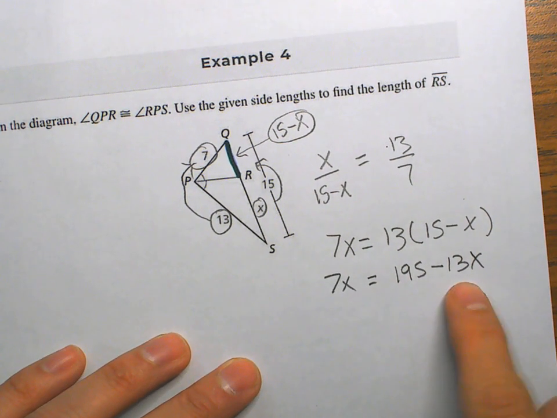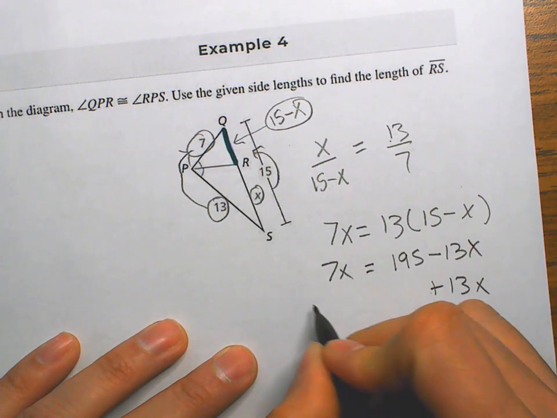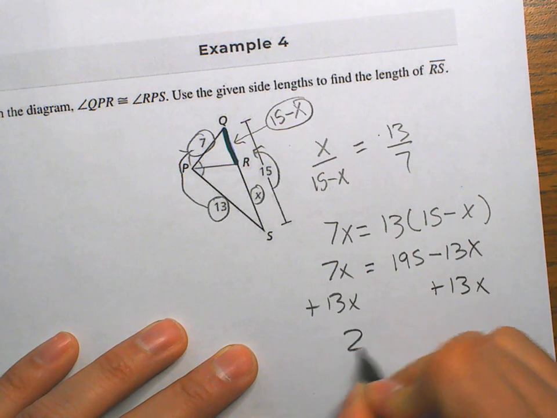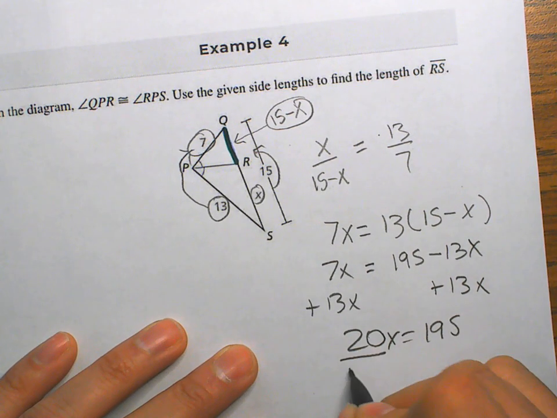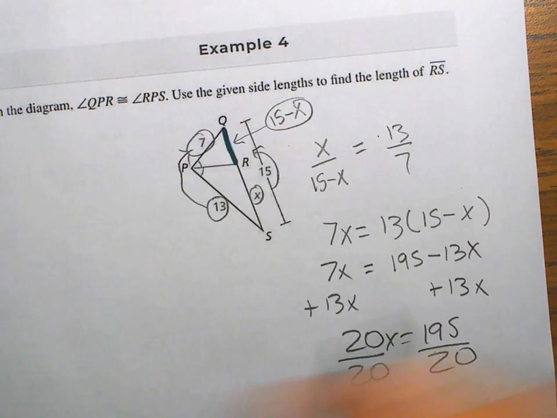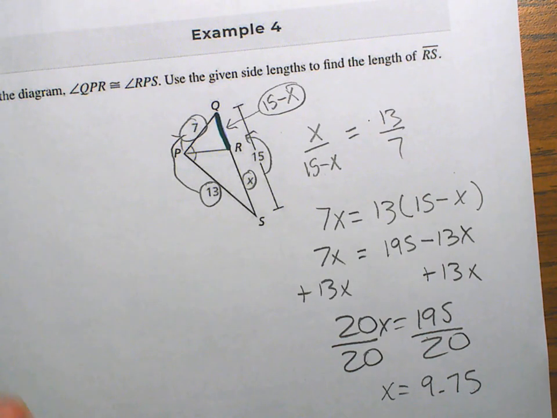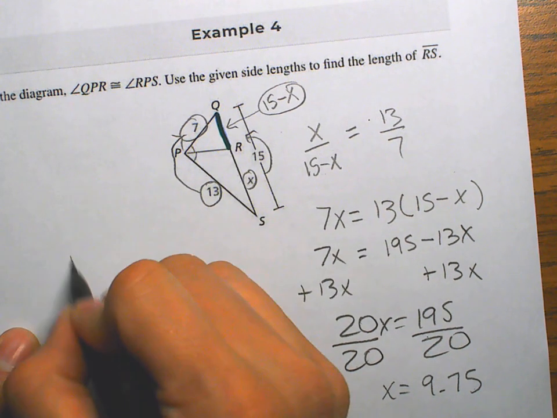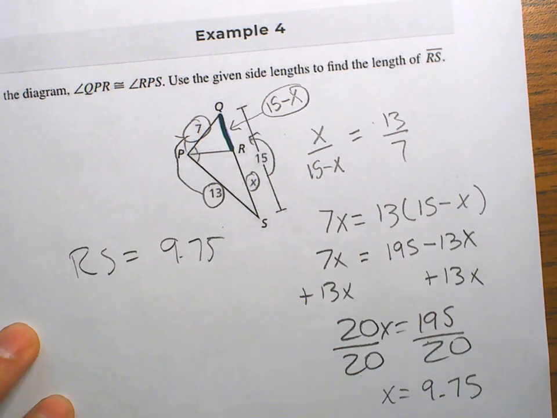We're solving for x, so I'm going to move this one to this side by adding 13x. That's going to give me 20x equal to 195. No one said the answer had to be an integer. So 195 divided by 20 is going to give me 9.75. So RS is going to be 9.75.